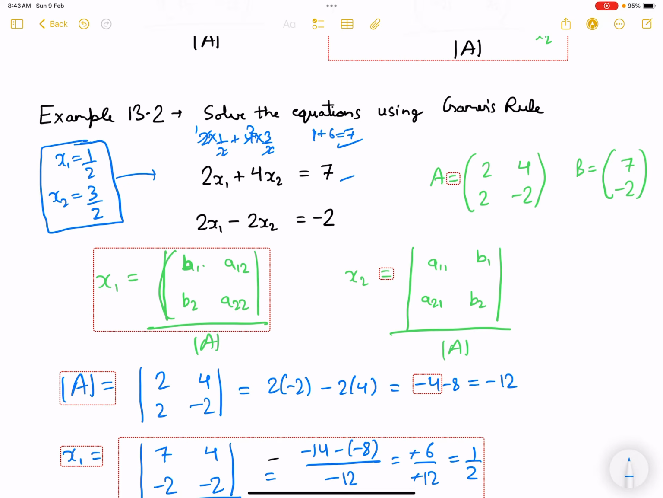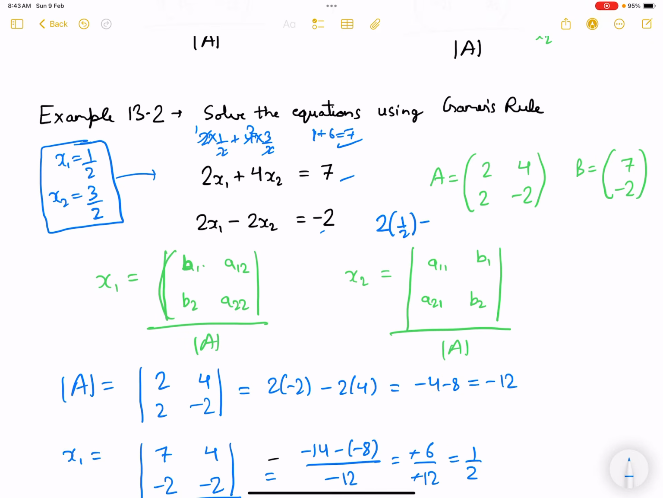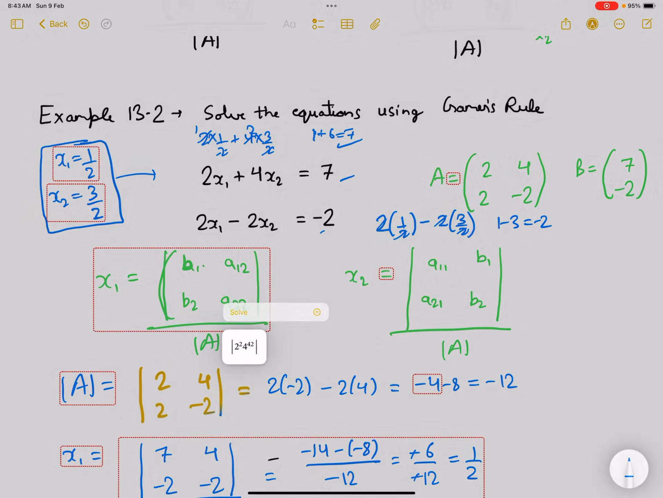You can check for the other equation as well. 2 into half minus 2 into 3 by 2. So this cancels out. 1 minus 3, minus 2. So both these equations are satisfied.